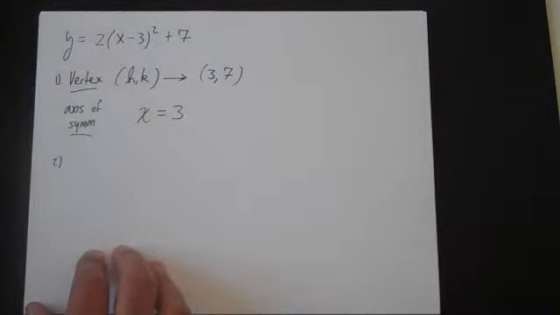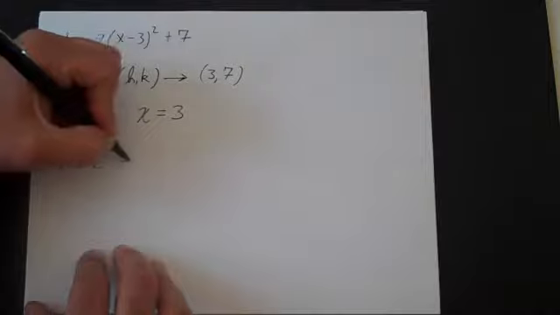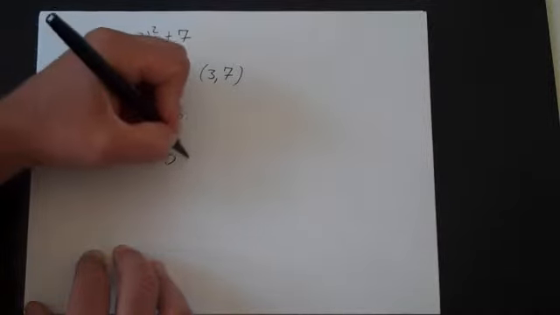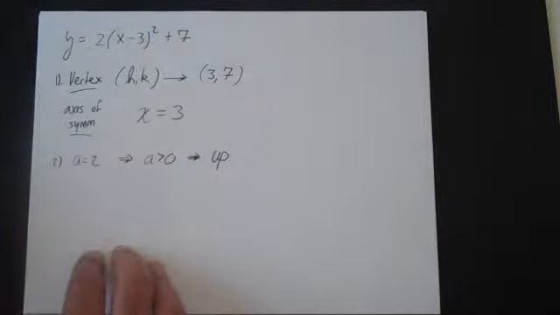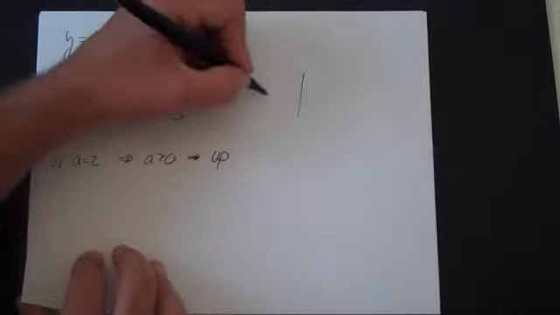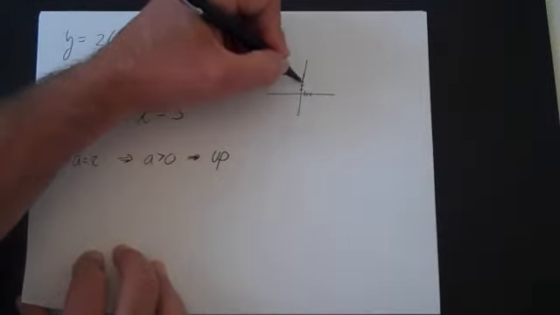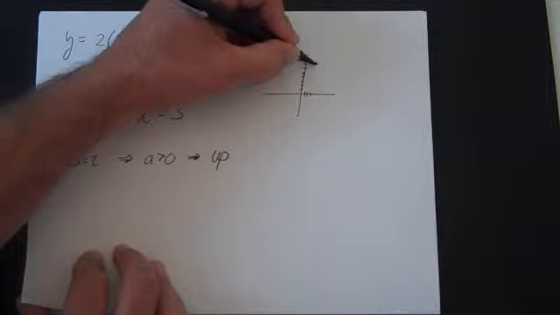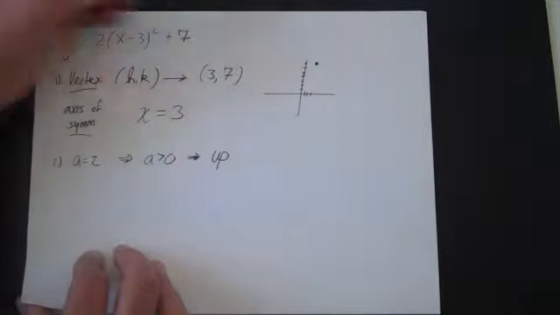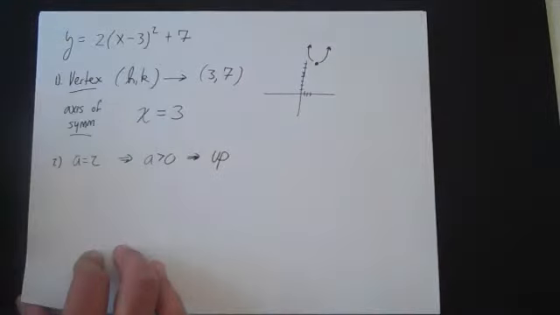The second step that I do is I determine if this opens up or down. So I'll look at a. a is 2, which means a is a positive number, which means it opens up. Another way to think of that is this does not flip. The negative would flip it. So it opens up, so you already know more or less what this looks like. It's going to look something like that.